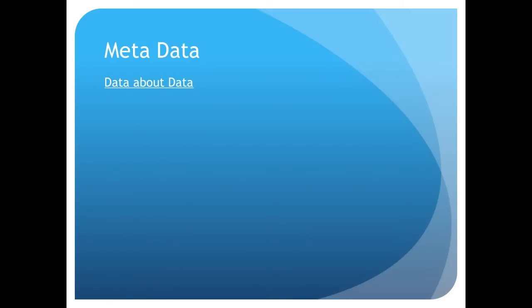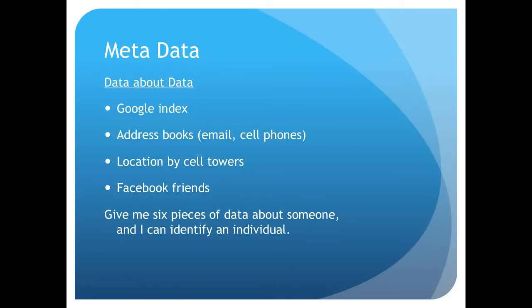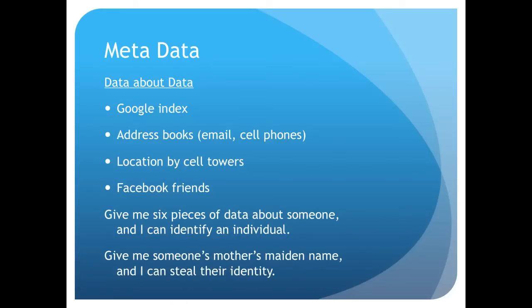Metadata. Metadata is data about data. That can be really useful, right? Like the index of Google, address books, emails, cell phones, location by cell tower. Right? Where is a phone? Facebook friends. Right? That's information about people through other people. And give me 6 pieces of data about somebody, and I can identify the individual. In fact, often you can identify the individual with a lot fewer pieces of data.